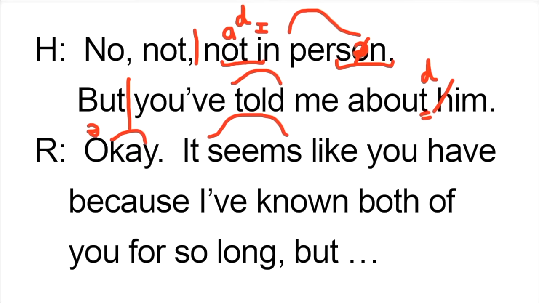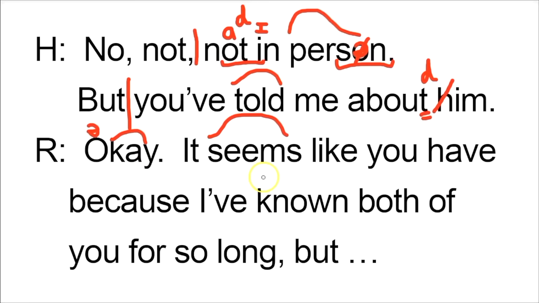It seems like you have because I've known both of you for so long, but... What about in the second half of the sentence? What's the most stressed syllable? Because I've known both of you for so long. Known. Long is also stressed. It's also a longer word.